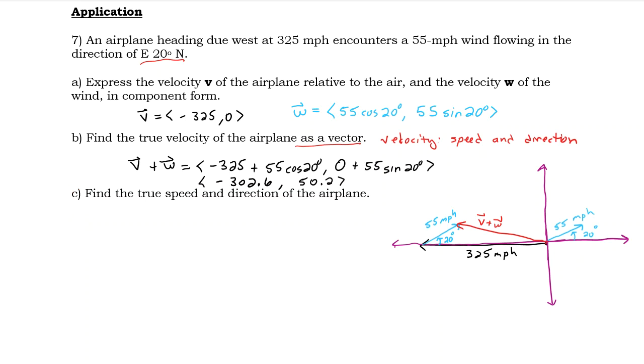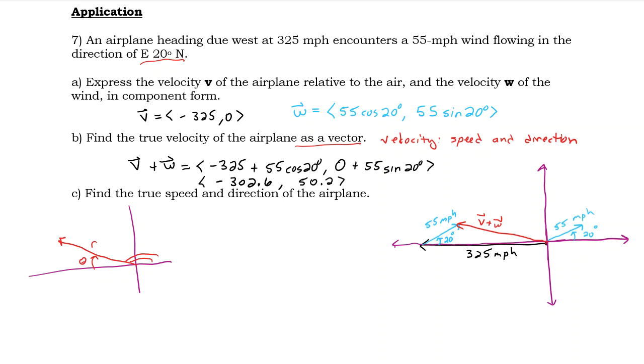Now we want to find the true speed and direction of the airplane. So let's pull out this vector and just look at it, this true direction, this v plus w. What we need to find is this angle, and we need to find the length. I'll call those r and theta. We could find this angle over here and then subtract from 180, and that will give us the speed and direction of the plane.